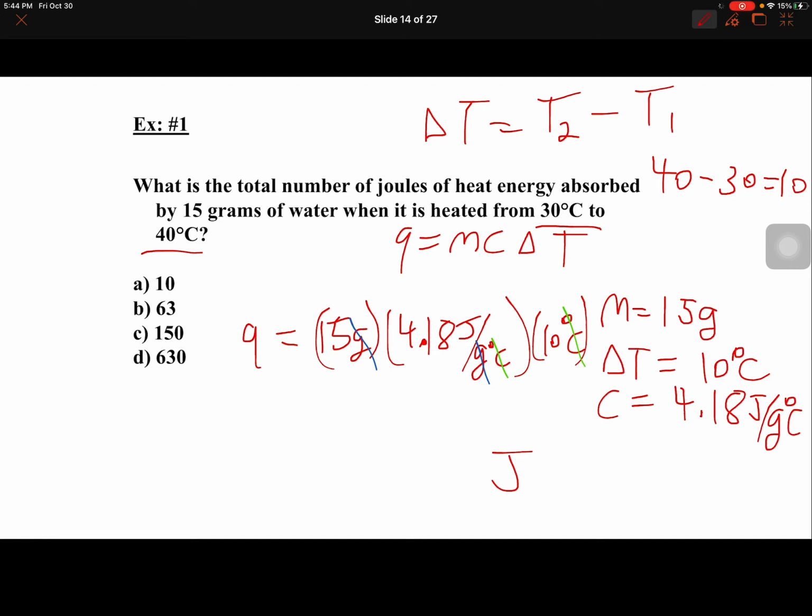So now we're going to multiply these values real quick. So that is going to be 15 times 4.18 times 10. And that comes out to be 627 joules. Now, you're going to look at this answer and go, oh no, that doesn't match any of the answers. That's going to happen sometimes on the test. Sometimes they're going to give you an estimate of your answer rather than something that's exactly on the dot. So which answer is the closest? D.